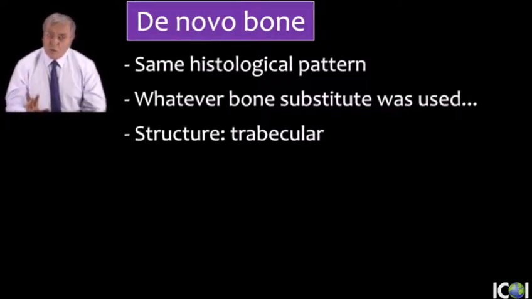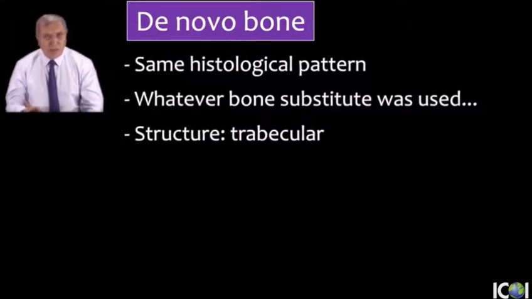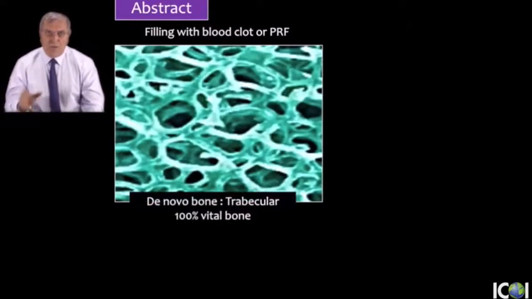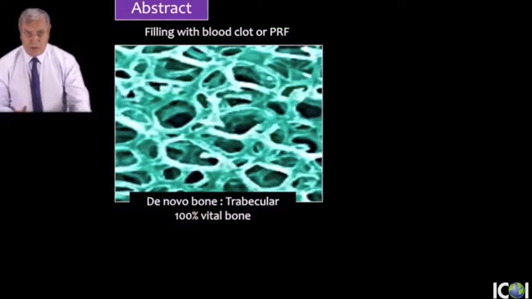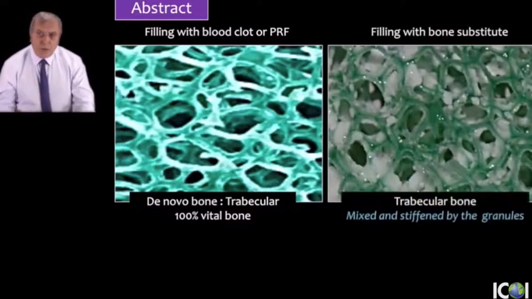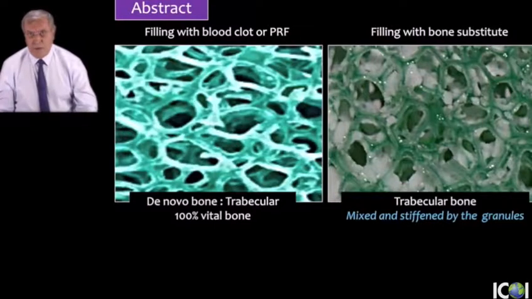But it's also trabecular. But there is a big difference between the two kinds of trabecular bone. When we fill only with blood or PRF, we have a full trabecular, but all the trabeculae are of pure bone. When we do a bone graft with a biomaterial, we have a trabecular, but these trabeculae are mixed and stiffened by the granules. They are not the same trabecular bone.